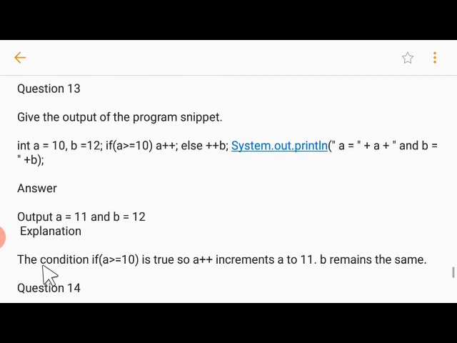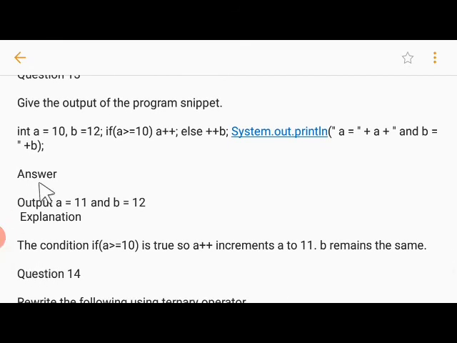Give the output of the program snippet. Here int A = 10, B = 12. If A >= 10, A++, else ++B. System.out.println("A = " + A). So A will be printed as it is, and its value has to be printed. And here we have "and B = " in double quotes, and after that it has plus B, so B's value will be printed. So students, here A = 11 and B = 12.